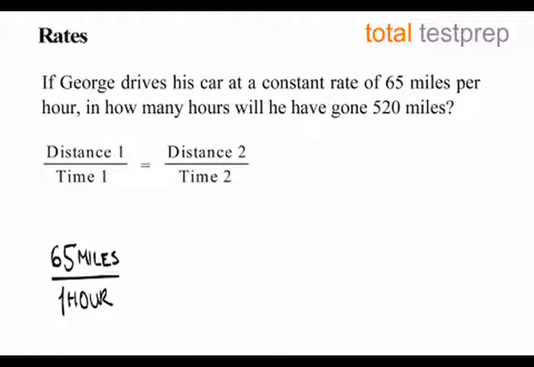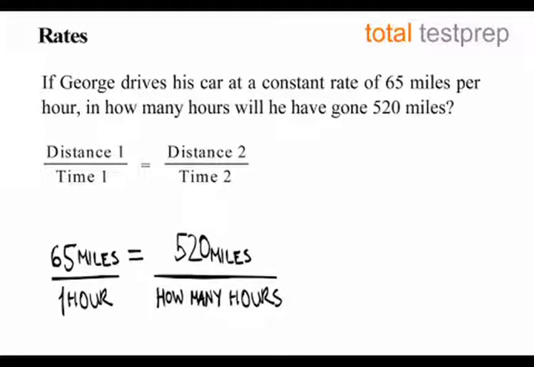Basically what you need to do is you need to say, well, if George can drive 65 miles in 1 hour, then he can drive 520 miles in how many hours? Or 65 miles in 1 hour is equal to 520 miles in how many hours? So this is a proportion just like we did in the previous section, where you have to make sure that the units are the same, miles per hour, miles per hour. So if there's miles in the numerator here, there should be miles in the numerator here. And if there's hours in the denominator here, there should be hours in the denominator here.